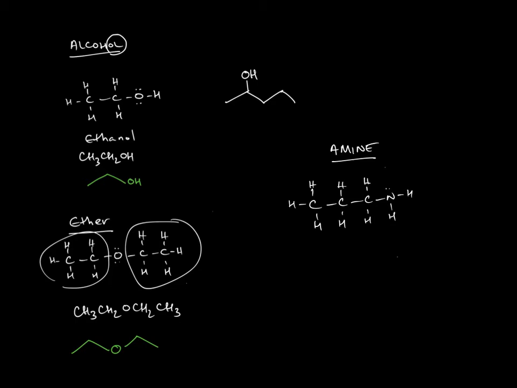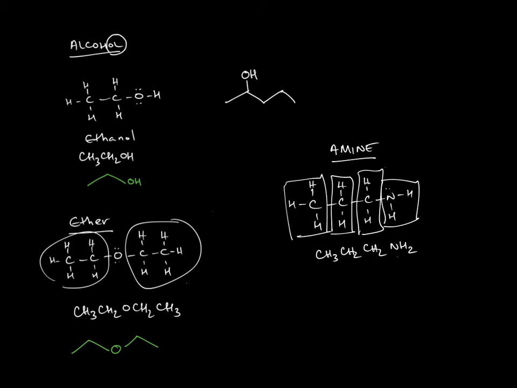Likewise, this one is probably pretty simple to figure out in terms of condensed formulas and line angles as well. This would be a CH3 attached to a CH2, attached to a CH2, attached to an NH2. So these are segmented out the same way that we did them previously. If we're turning this into a line angle structure, we would have 3 carbons, so starting somewhere and going to the second carbon, third carbon, followed by an NH2.